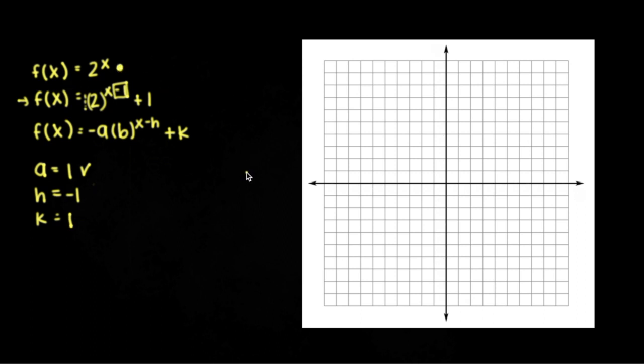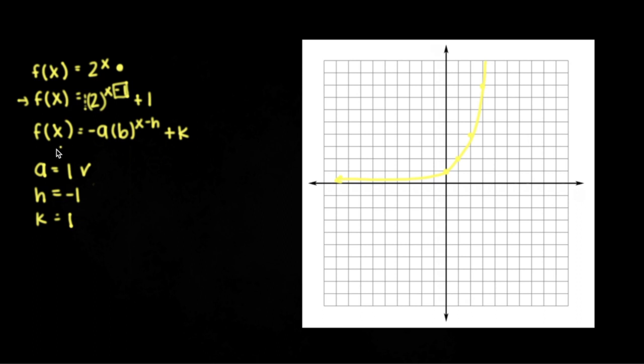So we can see a comparison between our parent function and our given function. To graph a parent function, we'll start with the point 0, 1, since 2 to the 0th power is 1, 2 to the first power is 2, then we have the point 2, 4, and 3, 8. So we'll get some graph that looks like this, where our horizontal asymptote is y equals 0.